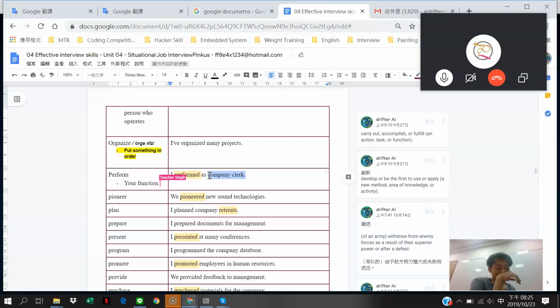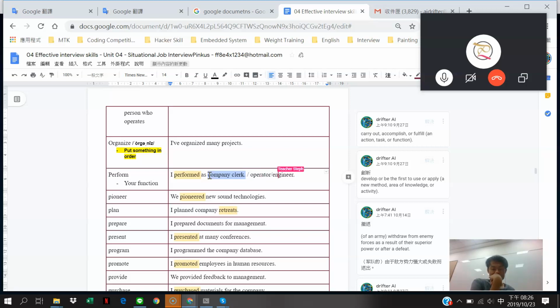So what do you do in your company? For example, I performed as a software engineer in my company. So that's how you function. That's your work. When we say I performed, we have to say what we call you. For example, a person is called operator, engineer. These are examples. Operator refers to a person, company clerk refers to a person, engineer refers to a person.